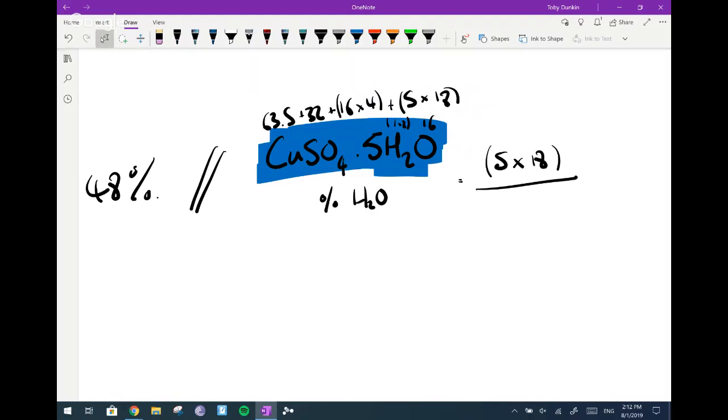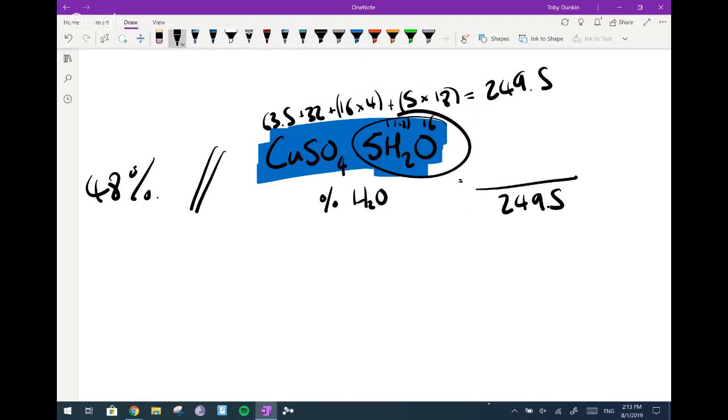Let's just quickly run through that. 63.5 plus 32 plus 16 times 4 plus 18 times 5 gives 249.5. So over 249.5, the total of all that. The total for the waters themselves is 18 times 5, which is 90, of course. So we've got 90 over 249.5 times 100, and I'll get 90 divided by 249.5.